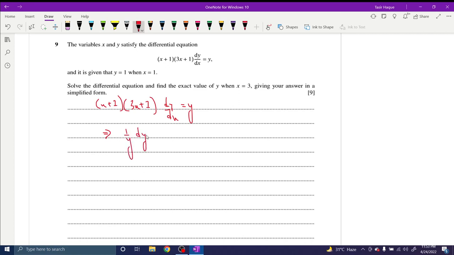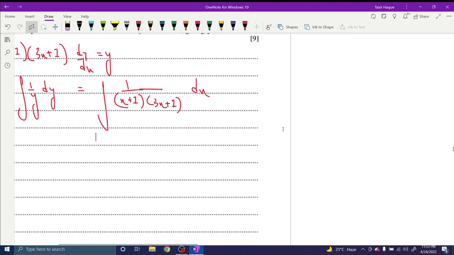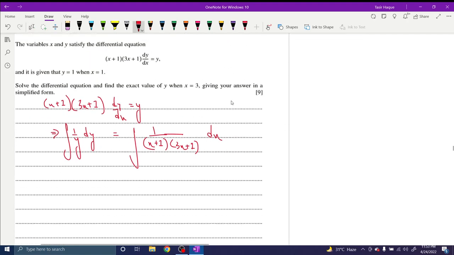1 by y dy is equal to, we're going to bring these to the right hand side, 1 divided by x plus 1 into thrice x plus 1 dx, right? This is it. Now, basically we can't integrate the one on the right. We don't know how to. So what we can do is express it in terms of partial fractions: A divided by x plus 1 plus b divided by 3x plus 1. That's the formula.